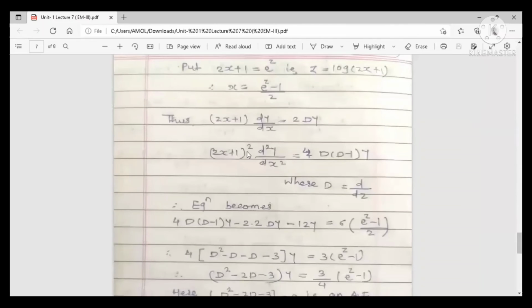In that example, see, (2x plus 1) into dy by dx, its replacement is 2 into Dy because the value of a is here 2. And (2x plus 1) whole square into d2y by dx square is 2 square, 2 square is 4, so you write here 4 into D into (D minus 1) into y, where D is d by dz. So that equation becomes: (2x plus 1) whole square into d2y by dx square, its replacement is 4D into (D minus 1).